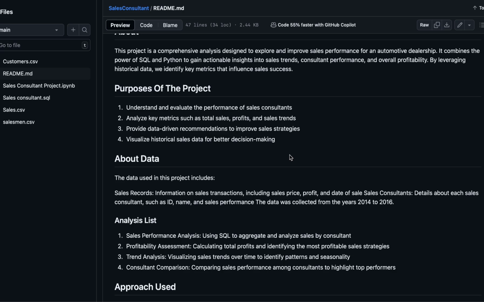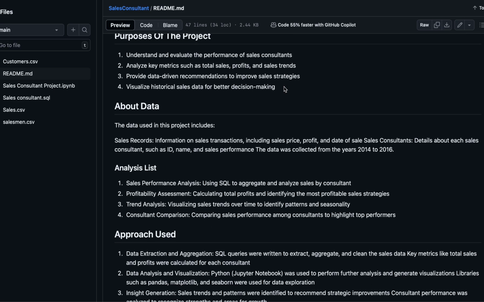The purpose of the project is, first, to understand and evaluate the performance of these consultants. Second, to analyze key metrics such as total sales, profits, and sales trends. Third, we want to be able to provide data-driven recommendations to improve sales strategies. And fourth, be able to visualize historical sales data for better decision making.